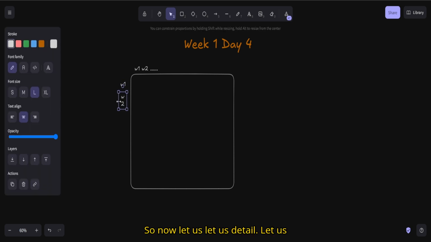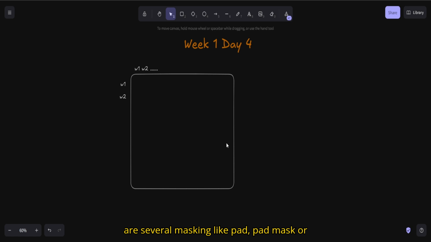So now let us discuss that in detail. So usually there are several maskings, like the pad mask, which is different from what we do. There's something called a normal mask, but we are not going to discuss that. We're going to talk about the causal mask, or what do we call it, the don't look forward mask. Actually, look ahead mask or whatever.